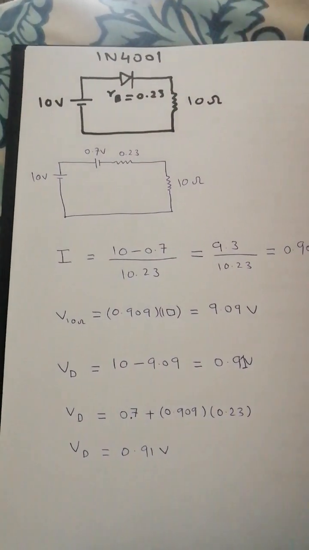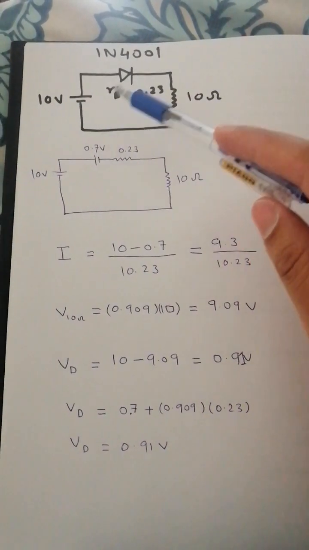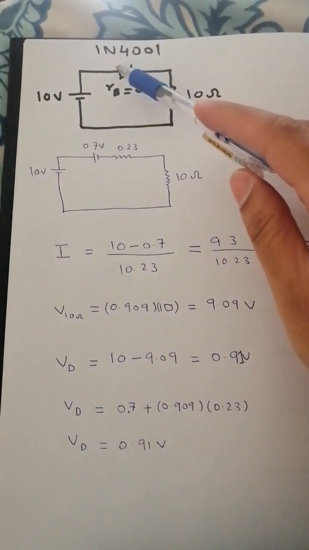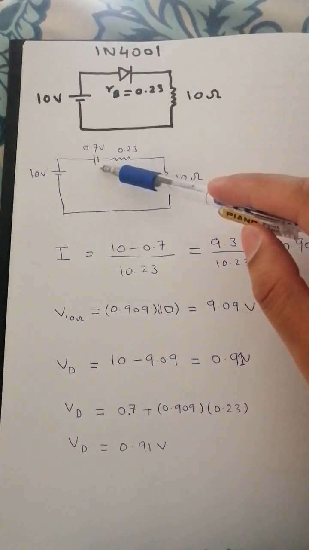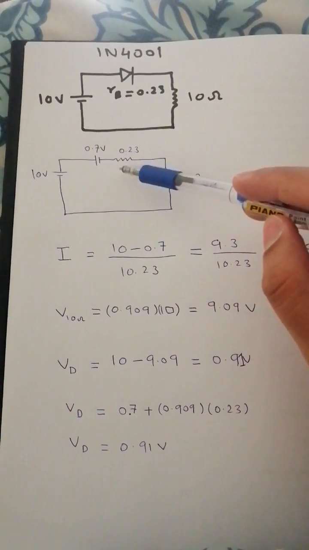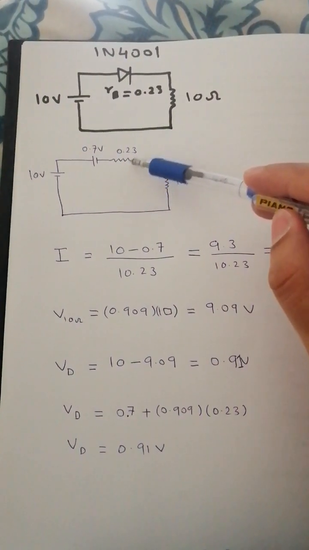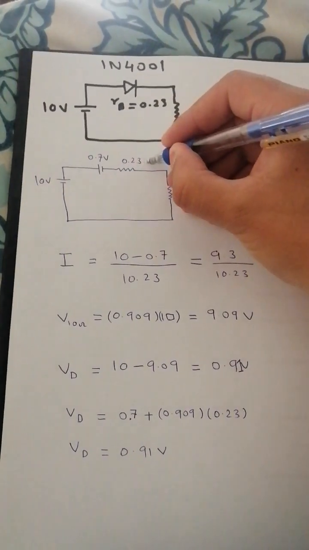Okay, now what we need to do is that we have to replace this diode with a 0.7 volt potential difference and the bulk resistance of 0.23 ohms. Okay, this is ohms.